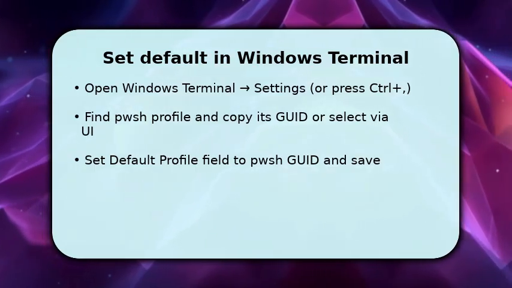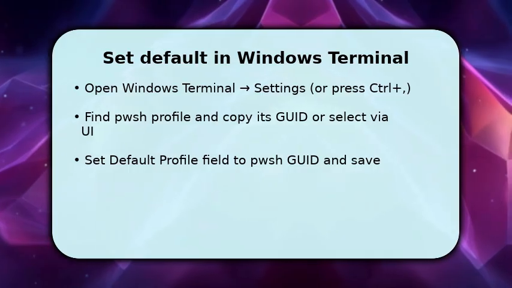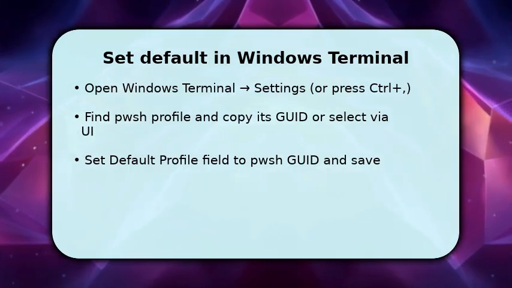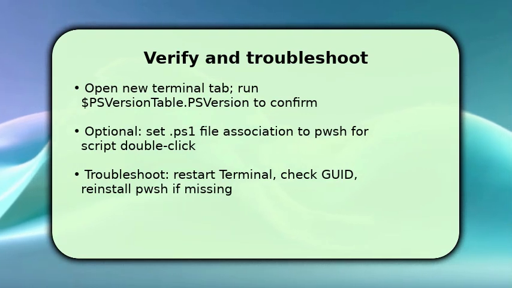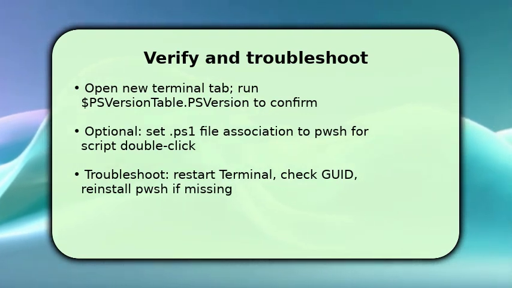This makes PWSH open. When you finish by validating the change, open a new Windows Terminal tab and run $PSVersionTable.PSVersion to confirm PowerShell 7 is active.